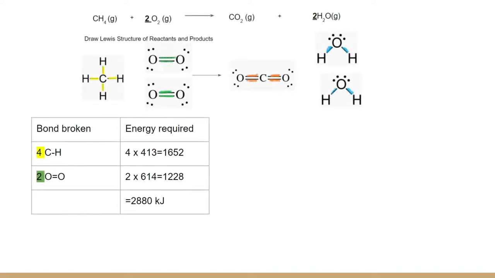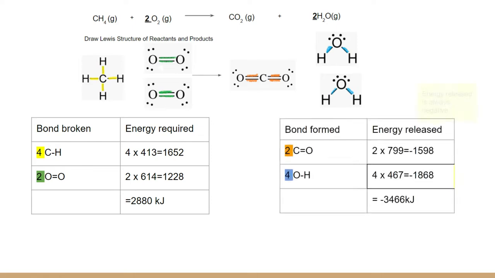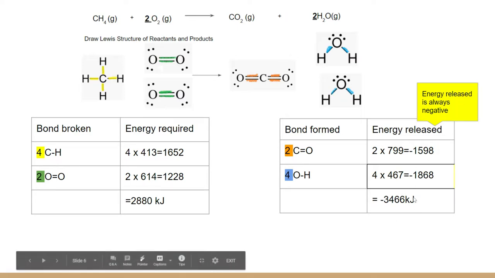So let's go back here. We do the same thing again. We multiply and add. If you see, I have a negative sign here because energy released will always be negative, and that's why your product side ends up being negative all the time.